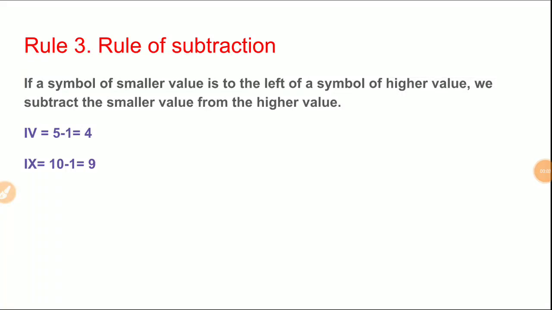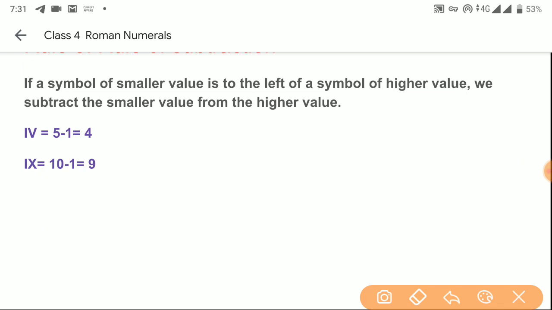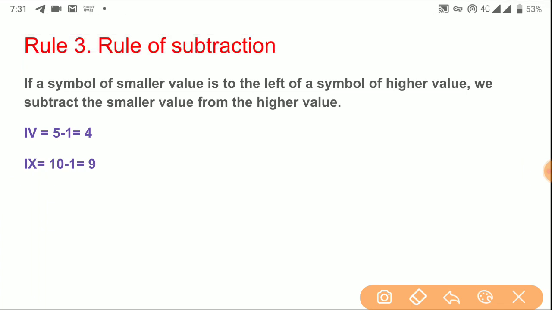Hello students, let's continue with rule number 3. Rule 3 is the rule of subtraction. If a symbol of a smaller value is to the left of a symbol of higher value, we subtract the smaller value from the higher value. Let's understand this with an example.